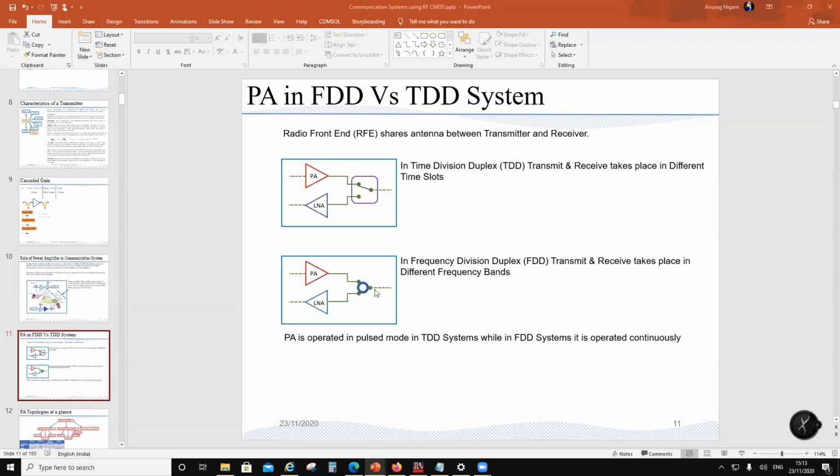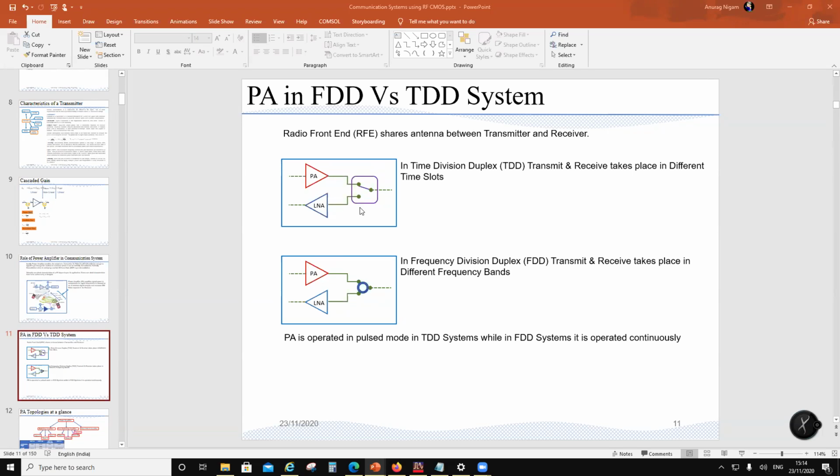Now if I use a circulator and the antenna sees a mismatch, the circulator is protecting my PA. The PA is not going to see a lot of VSWR, or mismatch, because the circulator in between is 50 ohm. So the VSWR seen by the PA is much smaller compared to a TDD system. In a TDD system, this switch can be an absorptive switch, so even if it is off, it is terminated into 50 ohm.